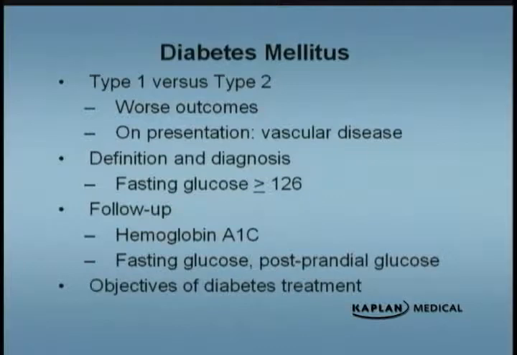The test is called the fasting glucose, and if a patient has a fasting glucose equal to or over 126, this patient has diabetes. I didn't say this patient has to be on insulin. I didn't say they have to be on medication, but they have diabetes. That's all that you need to know about this patient.